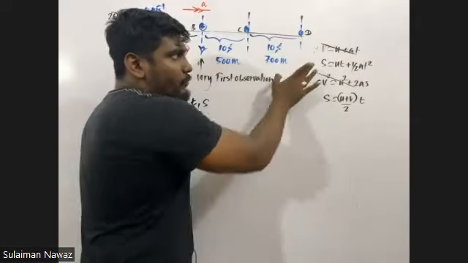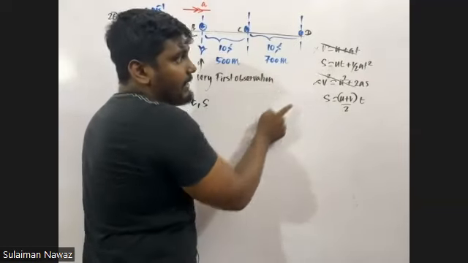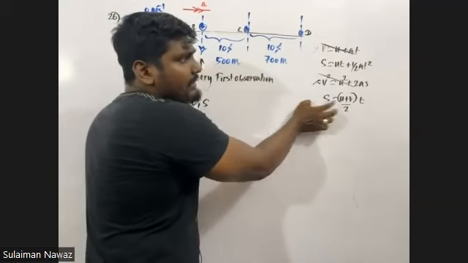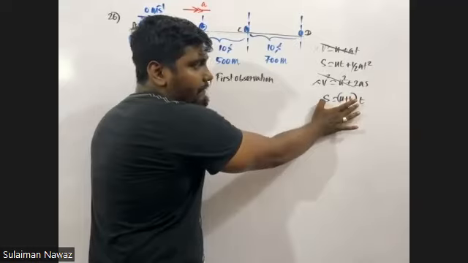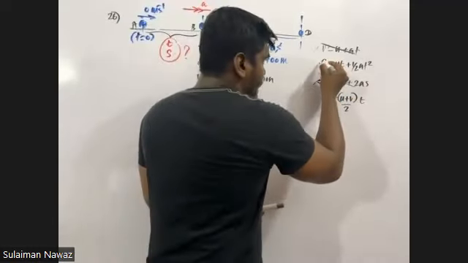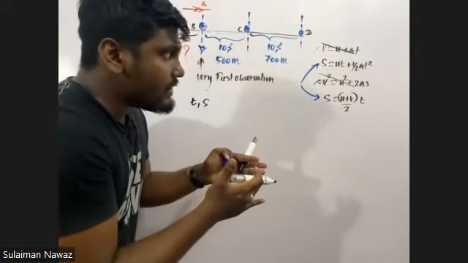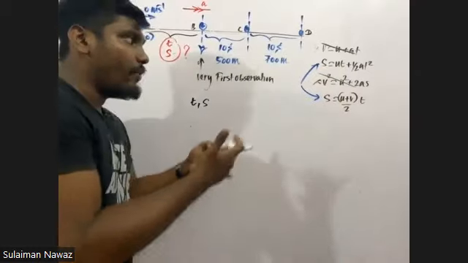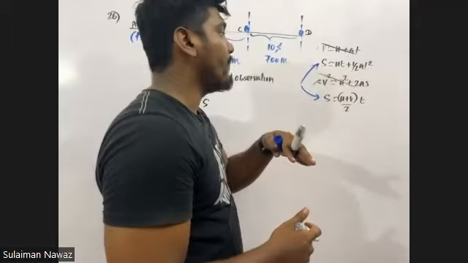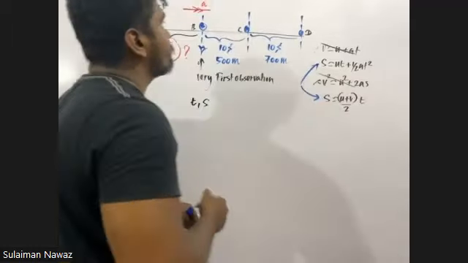Now I have two possible equations. s equals ut plus half at squared, involving s and time. And this equation, s equals (u plus v) over 2 into t, also involving displacement and time. Now there are two possible equations, and I have no idea exactly which equation to select, whether s equals ut plus half at squared, or s equals (u plus v) over 2 into t.